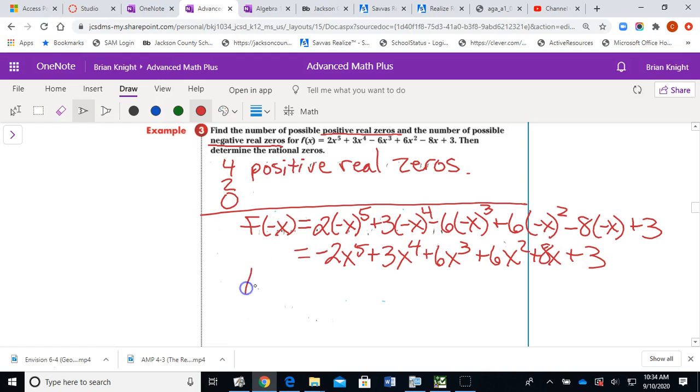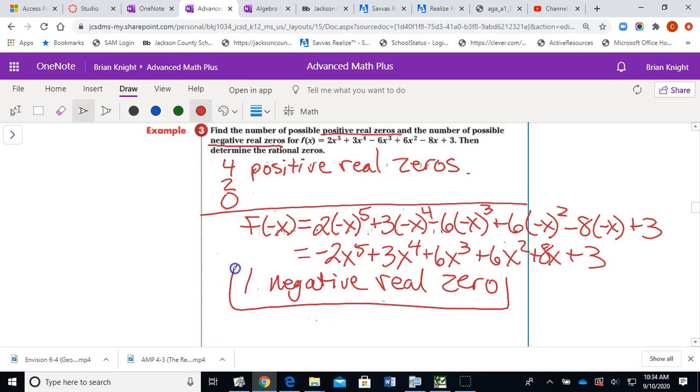Once. So there is 1 negative real zero. So we have to do the 4, 2, 0 thing every time on the positive? Which it won't work. You have to do this every time you have more than 1. So had there been 6, your answers would have been 6, 4, 2, and 0. Had it been 5, your answers would be 5, 3, and 1.